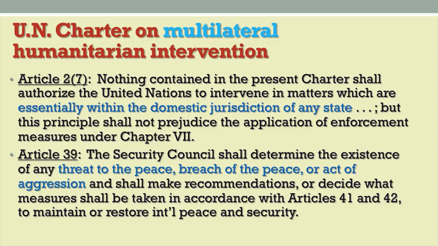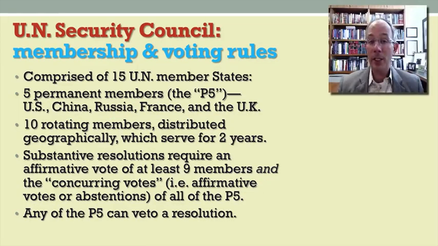Understanding the Council's role, of course, requires you to understand something about its membership and voting rules. These may already be familiar to many of you, so I'll just run through them very quickly. The Council is comprised of 15 UN member states, 5 permanent members, who you see on the screen, the so-called P5, and 10 members who rotate, geographically distributed according to region, and they serve for 2-year terms.